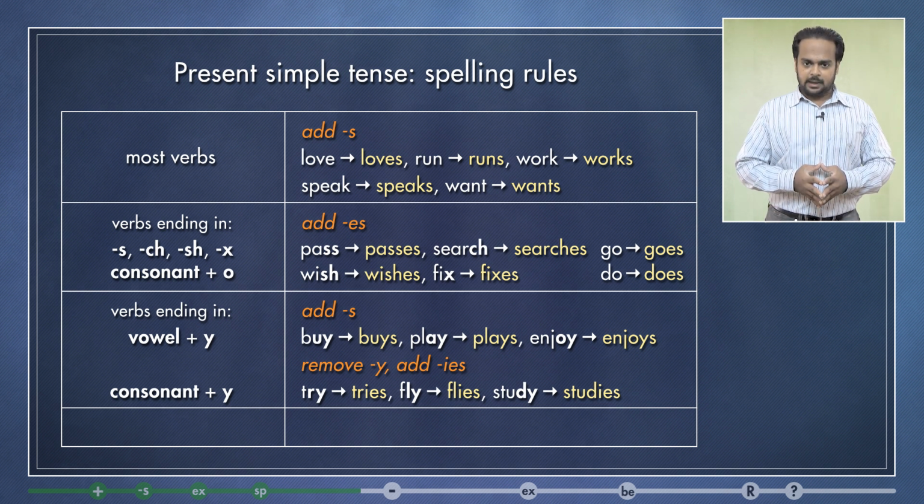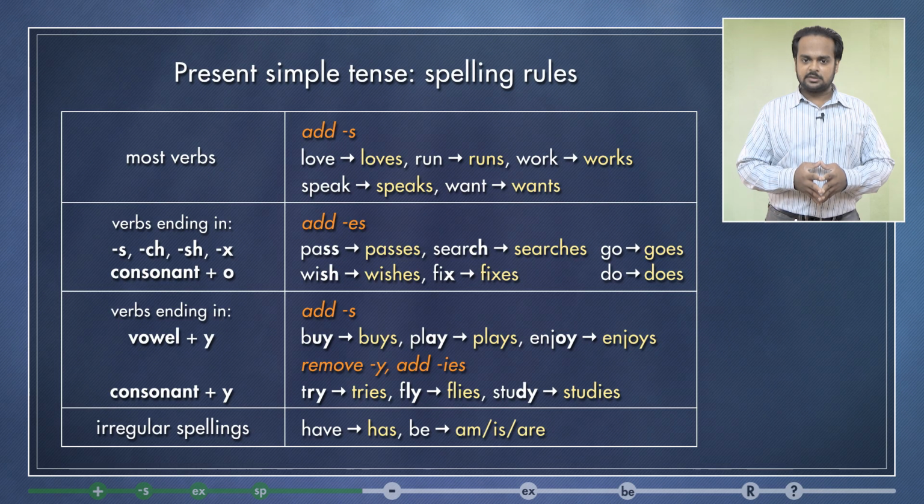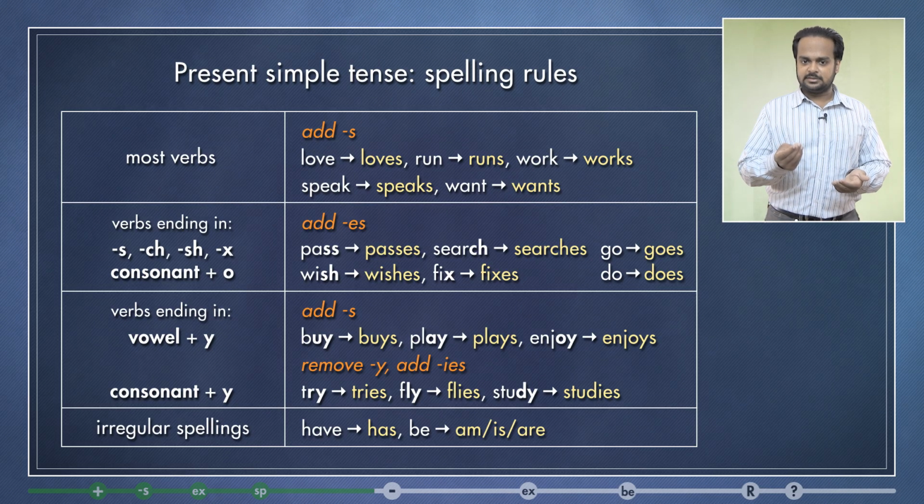Finally, there are some spellings we call irregular because there are no rules for them. The verbs have and be are the most common ones. Have just becomes has, which is just H-A-S, and the verb be has 3 forms, am, is, and are. We'll talk about the verb be later in this lesson.